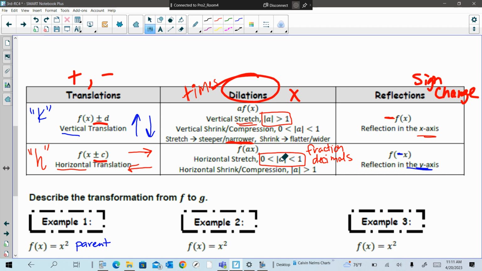If it's between 0 and 1, it's a fraction. If a, what we're multiplying, is between 0 and 1, talking about fractions or decimals, that's what makes it wider. It needs to go on a diet, okay?